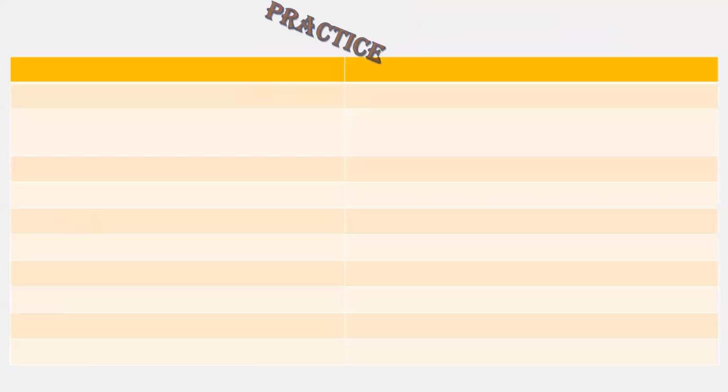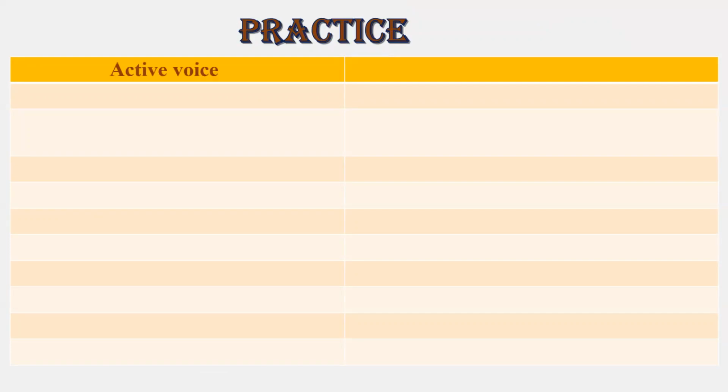Now let's do some practice. I will give you the active voice and then you give me the passive voice sentences. People speak English in Australia. People is the subject, speak the verb, English is the object. You remember the steps? Identify the subject, the verb, and the object.